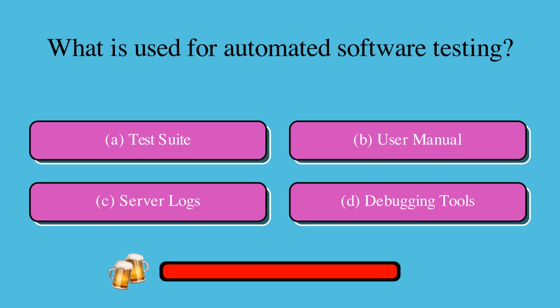What is used for automated software testing? Is it A, Test Suite, B, User Manual, C, Server Logs, or D, Debugging Tools? The correct answer is A, Test Suite.